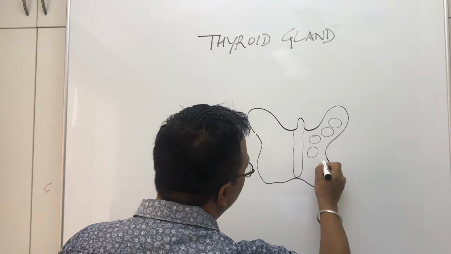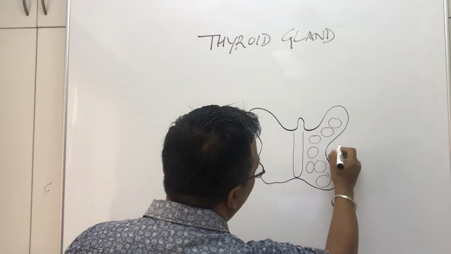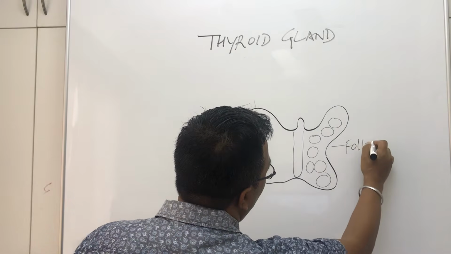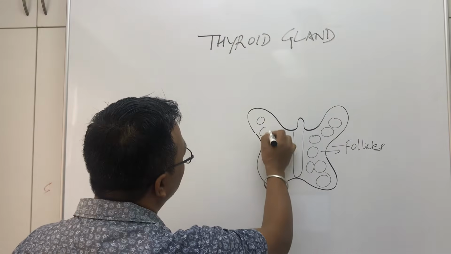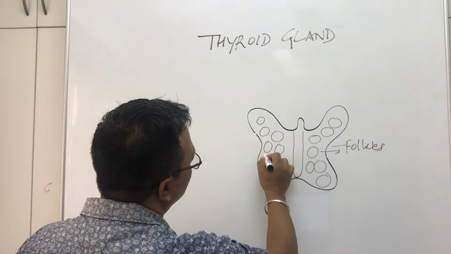It has follicles, which are called follicles. The whole thyroid gland is formed of follicles.